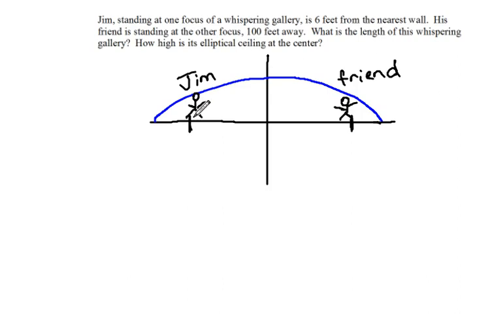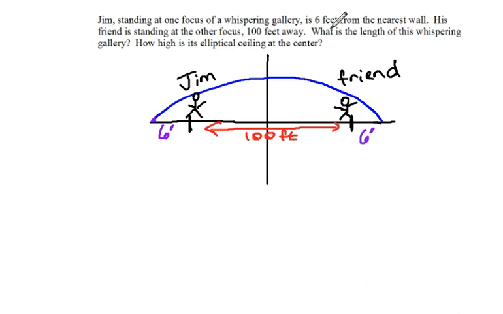Okay, so Jim is standing at one focus that's 6 feet from the nearest wall. So if he's standing at the focus and it's 6 feet from the nearest wall, they're telling us that from the wall to where Jim is, is 6 feet. Doesn't that mean because of symmetry there has to be 6 feet over here from the friend standing at the other focus to that wall? Absolutely. So his friend is standing at the other focus 100 feet away, so that means there's 100 feet between them.